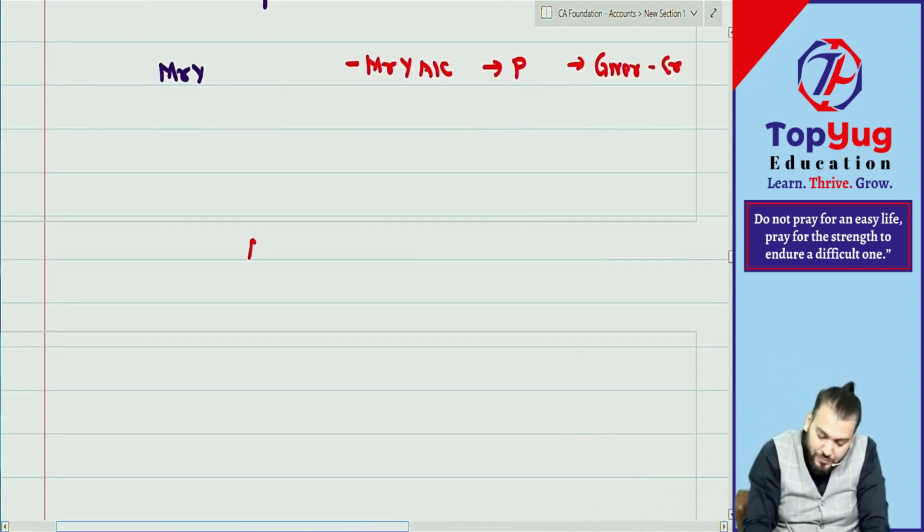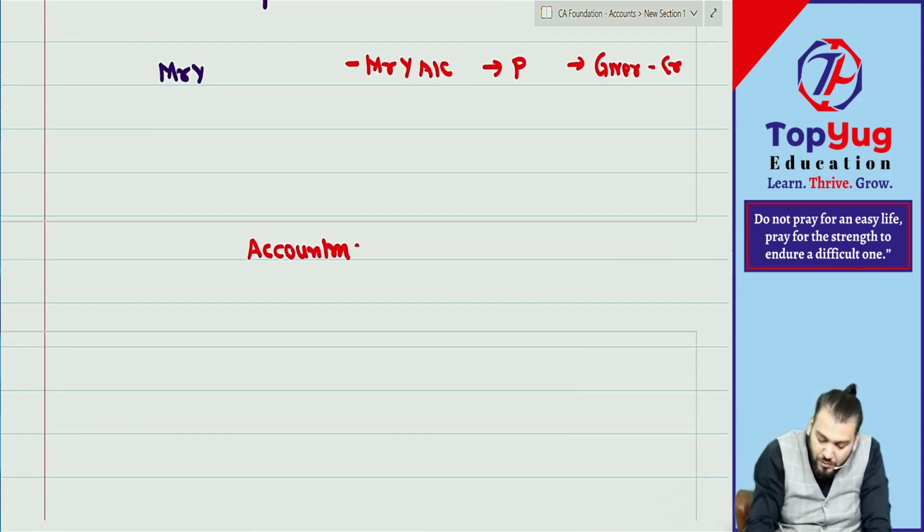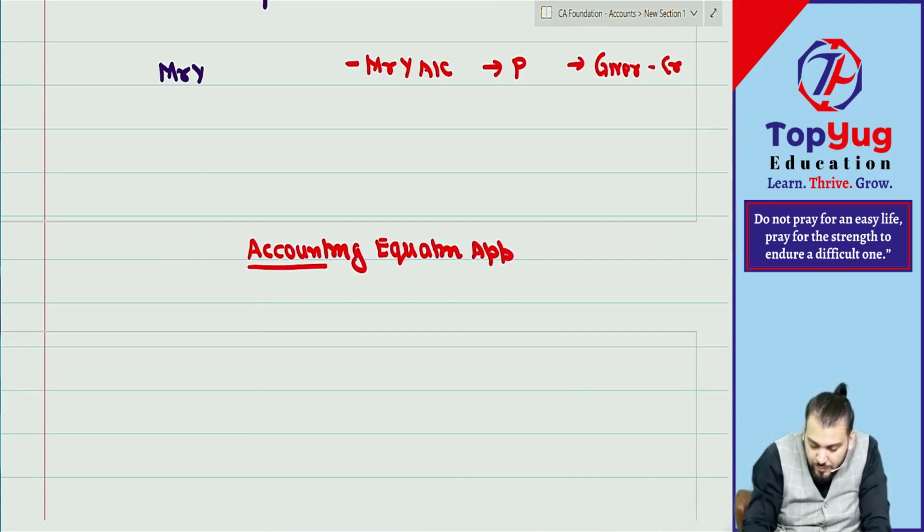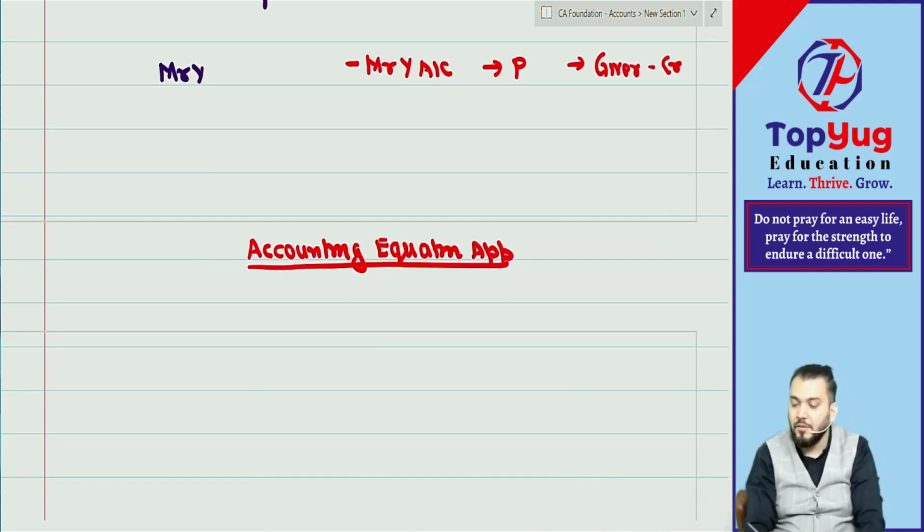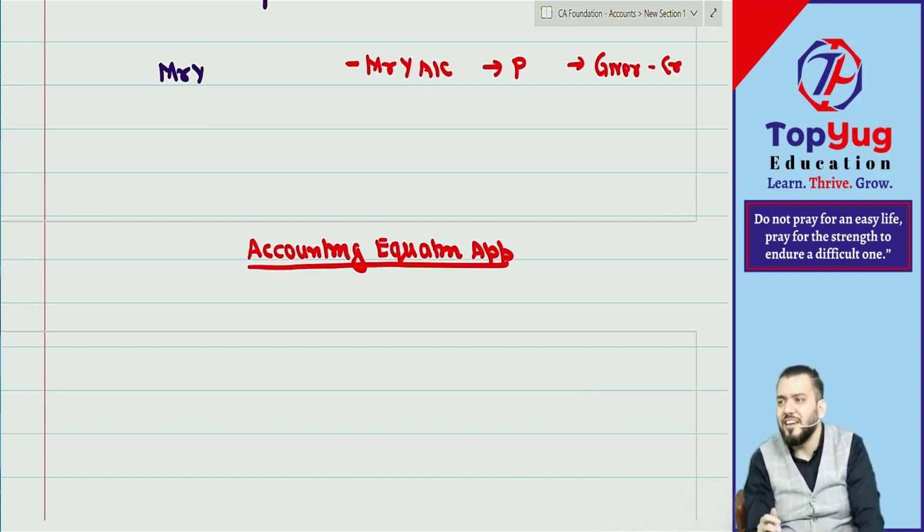So let us introduce accounting equation approach. Write down accounting equation approach. Understood? Accounting equation approach. So from this, it means we need to form some equation here.